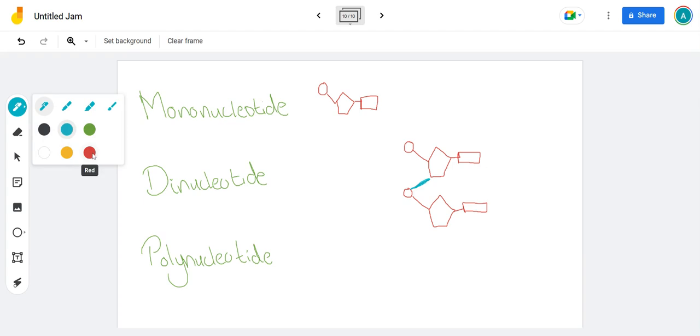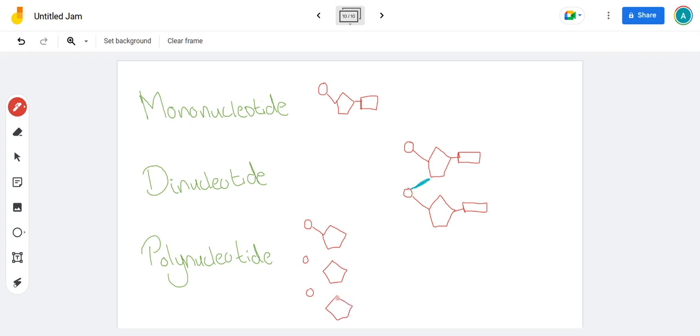If you had a polynucleotide, you'd be looking at having even more in a line. I'll just draw 3 for now. We don't want to be doing this all day. Make sure you're getting them off that left-hand corner of that pentagon. And then we've got our bonds in here. So we've got mononucleotides, dinucleotides, polynucleotides.